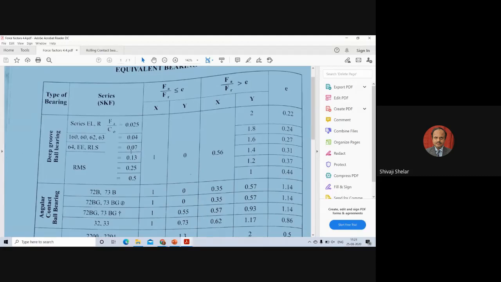Now the value we have calculated for FA by C naught is around 0.062. That is very, very close to 0.07. That's why we can approximate FA by C naught to 0.07. Then we have the FA by FR value. For this, the standard e value here is 0.27. When you compare that e value with the FA by FR ratio, our FA by FR ratio is 0.8. So this FA by FR ratio is greater than e here.